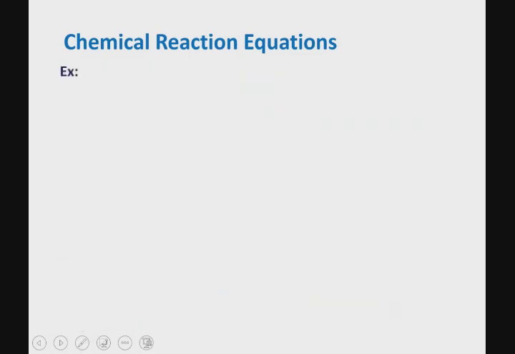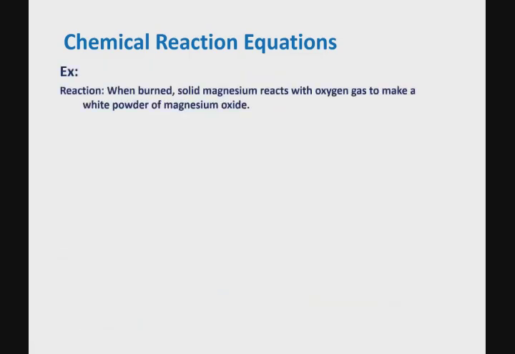Okay, so here is an example of a reaction. When burned, solid magnesium reacts with oxygen gas to make a white powder of magnesium oxide. When you're looking at a reaction such as this and you need to write a reaction equation, remember that you need to use the correct symbols and or chemical formulas of these substances and the physical states if you know them. For example, we know that we are starting this chemical process by using solid magnesium and oxygen gas to make a white powder of magnesium oxide.